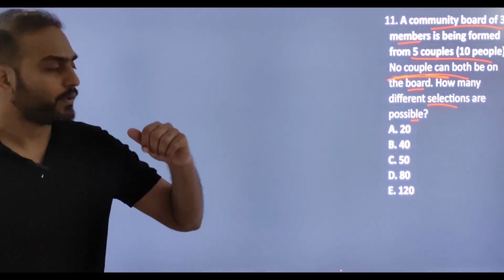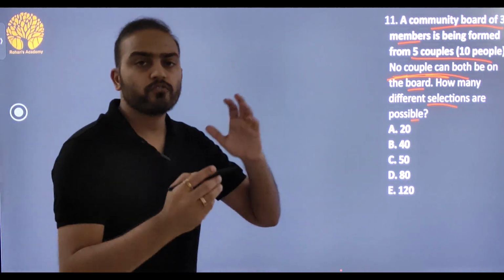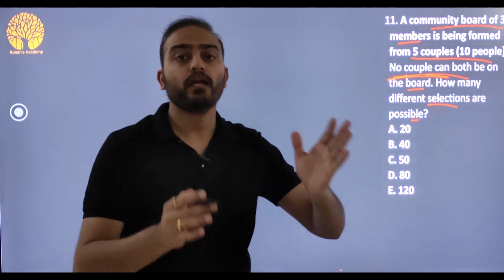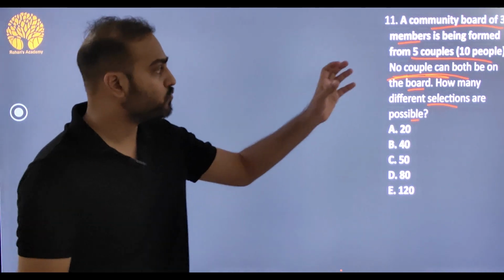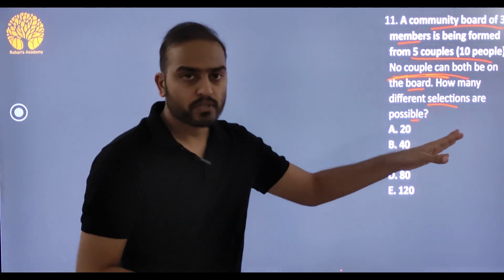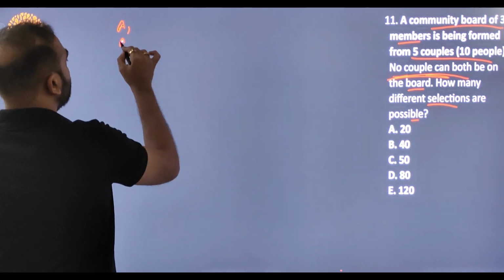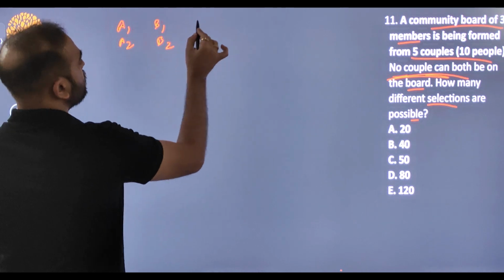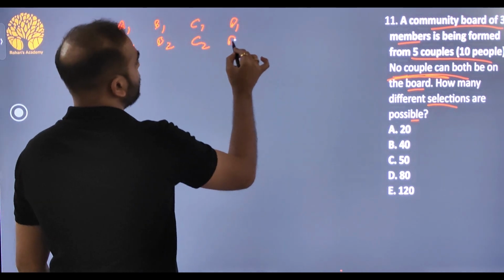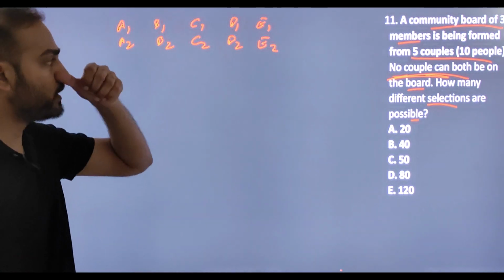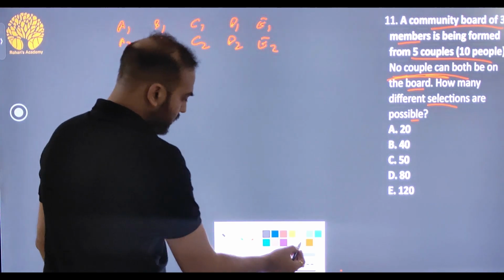Again, we know it's a combination question. Now, before you start solving quickly, doing 10C3, or from 10 take any 3, understand the question. There are 5 couples. Let those couples be A1 A2, B1 B2, C1 C2, D1 D2, E1 E2. So these are the couples. These are the 10 people. From this, we need 3.